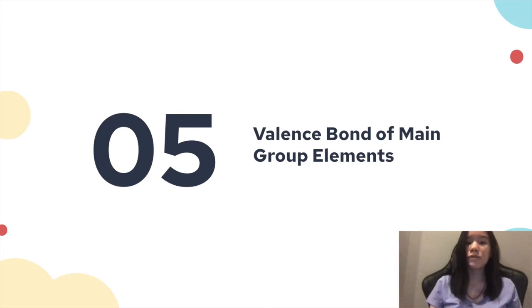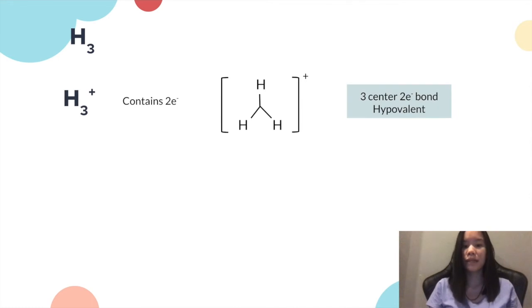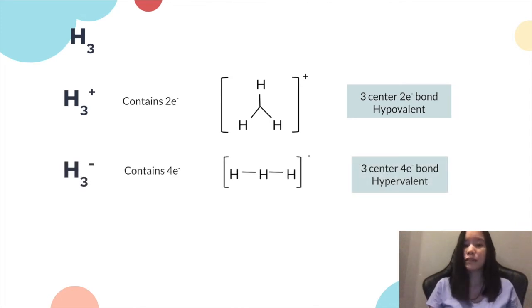Then we move on to the valence bond theory of main group elements. There are two different structures of H3. First is H3 plus containing 2 electrons, and the second is H3 minus containing 4 electrons. And H3 plus is a 3-centered 2-electron bond or hypovalent, and H3 minus is a 3-centered 4-electron bond or hypervalent.